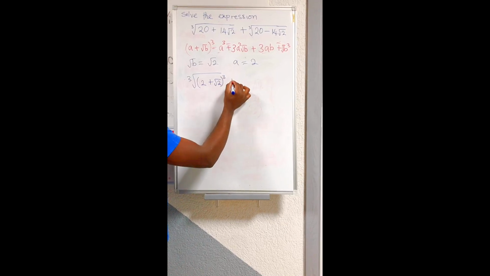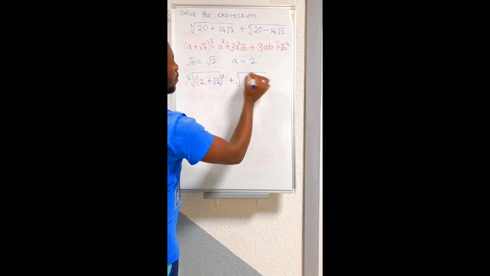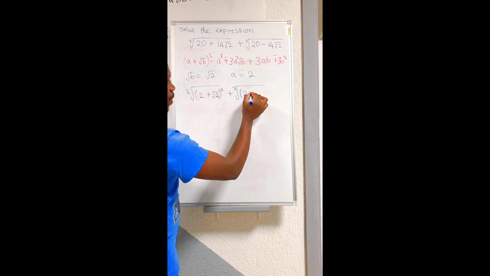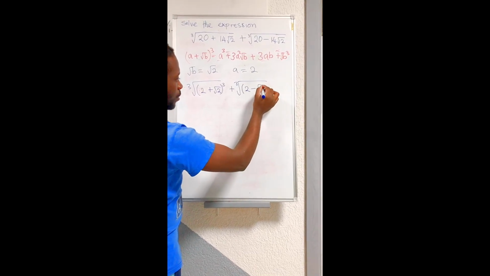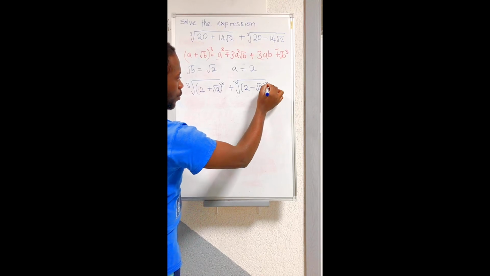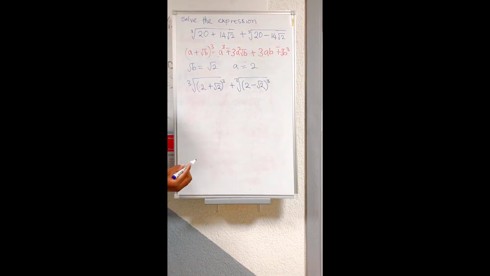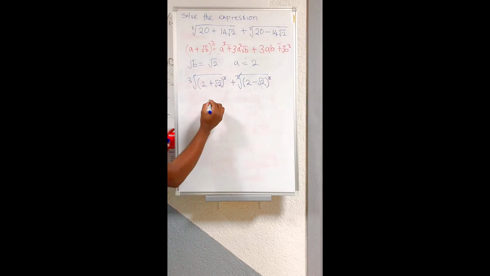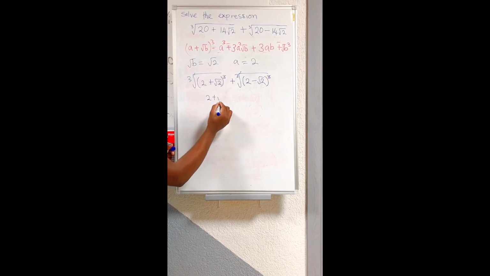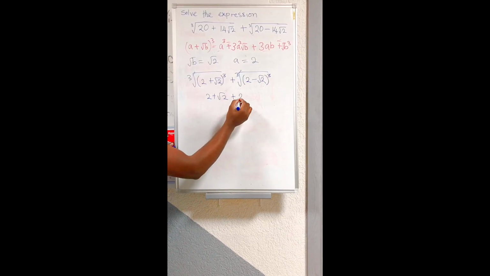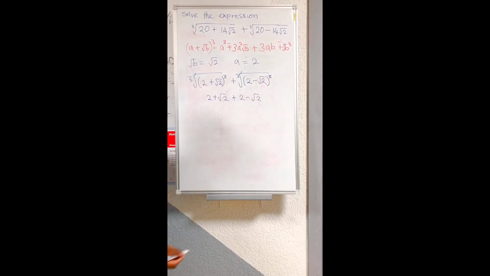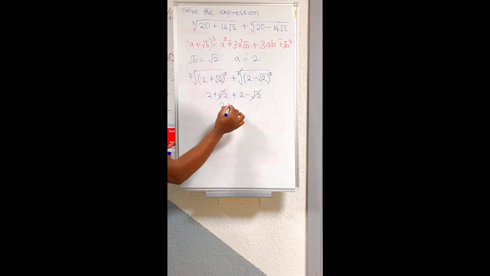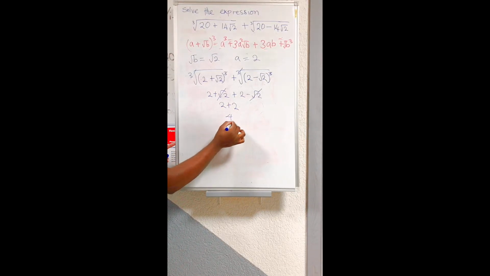cubed plus third root of 2 minus square root of 2 cubed. Okay, so from here this and this will cancel out, this and this will cancel out, so what you remain with is 2 plus root of 2 plus 2 minus root of 2. Okay, so this and this also will cancel out. What you remain with is 2 plus 2. So your answer was 4.